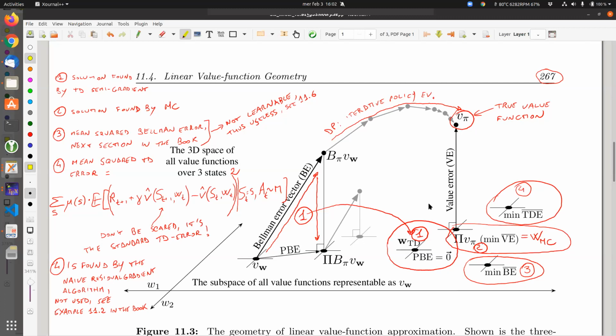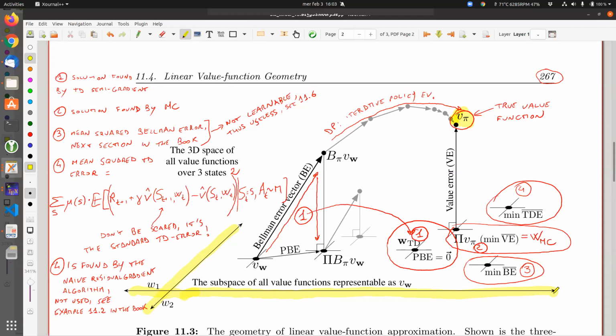Now, maybe my writing is making the picture messier than it was in the beginning, but let's have a look at the elements of this picture. This is the true value function, okay? A point in the three-dimensional space. And by assumption, this point is not on the horizontal plane, this one, of the representable value functions. Means the value functions that we can exactly find by our approximation.